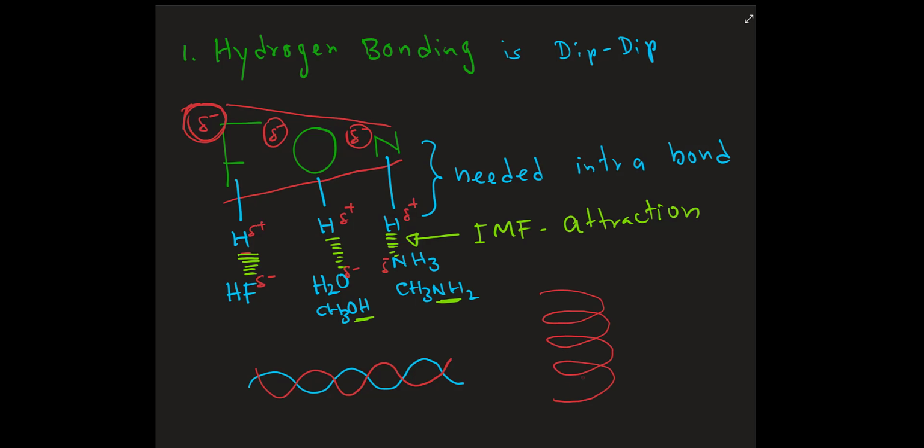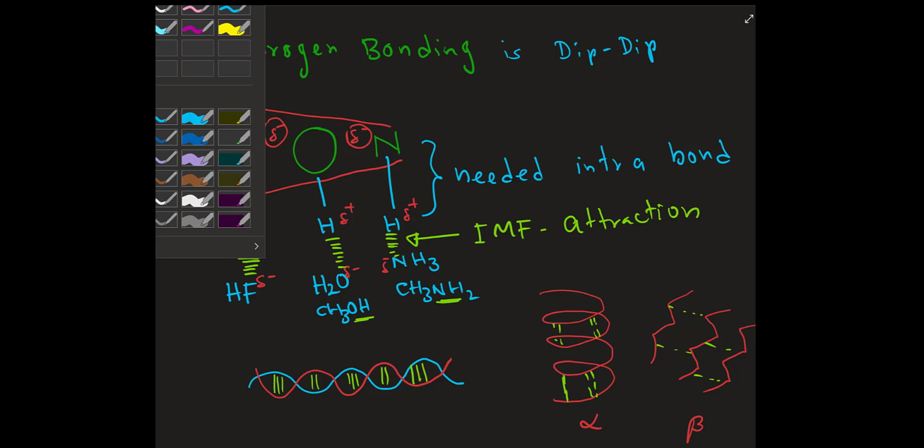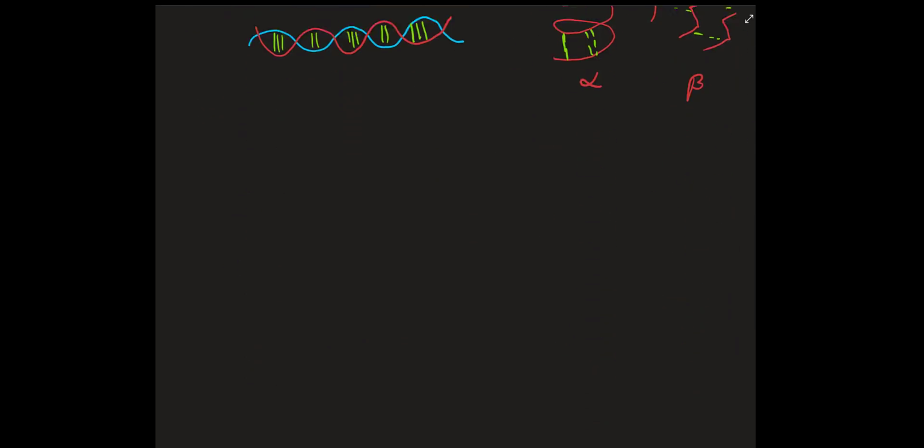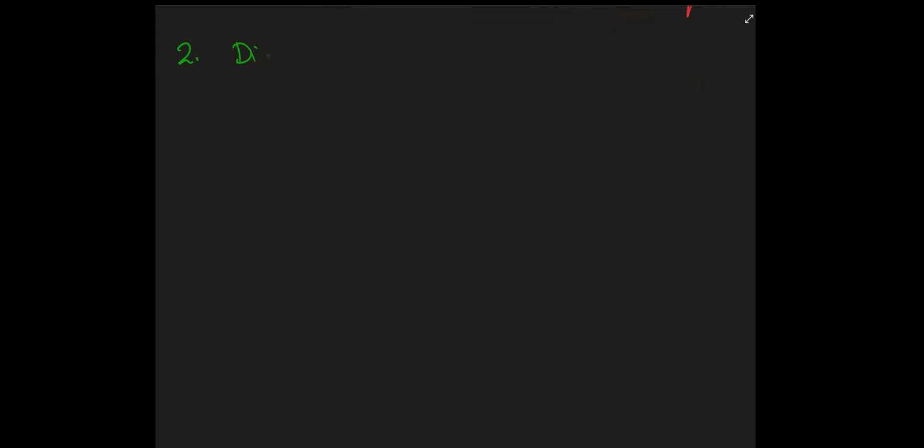I call it the VIP dipole. Why? Look at this: DNA, and this is alpha helix protein, this is beta sheet proteins. In between these there's tons of hydrogen bonding, really important. That's why life began and thrives. Those are important stuff. If you just flip through a biology book, look at it.